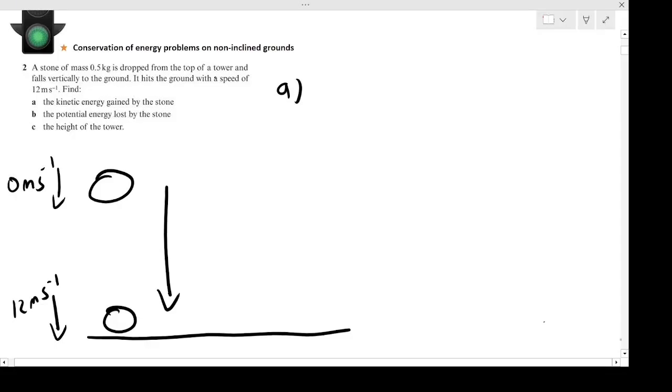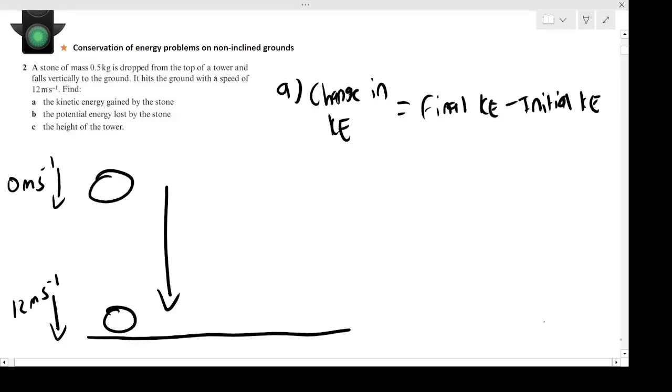So that's hinting about changing the kinetic energy. And we looked at this last time, and we know the change is the final kinetic energy, take away the initial. That gives me my change from start to finish. So we know the final speed is 12, so if we work out that kinetic energy, it's going to be half mv squared, or half times the mass, which is 0.5, times the speed of 12, all squared.